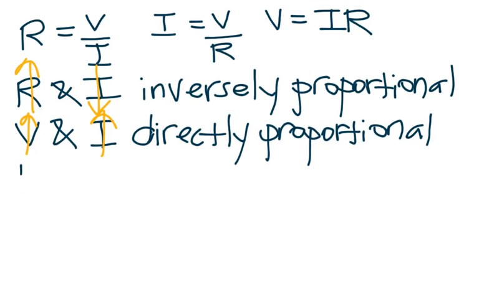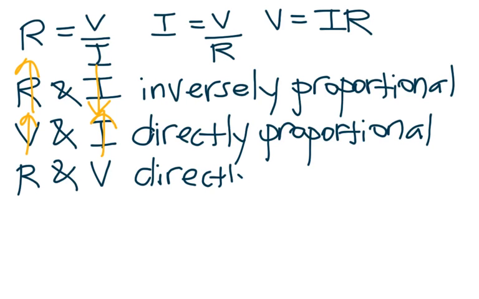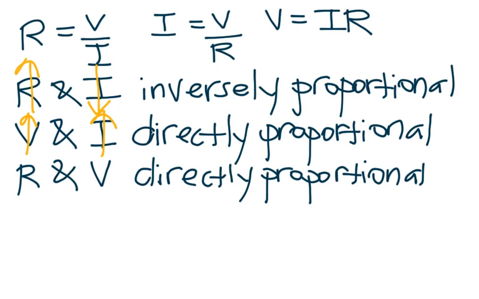And then resistance and voltage are also directly proportional. And you can see that in the equation up here at the top, between R and V. That also makes sense because if you want your current, your flow, to be constant, and the resistance increases, that would normally bring the flow down. But if your resistance increases and you push harder, then your flow can stay constant. Resistance and voltage are directly proportional.